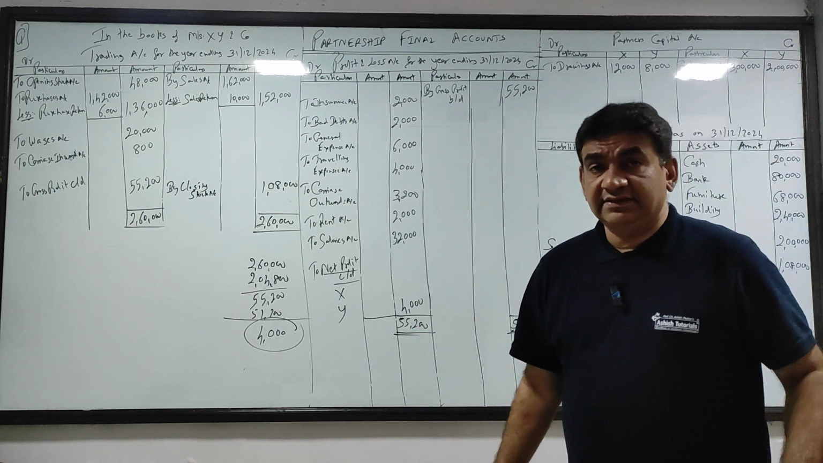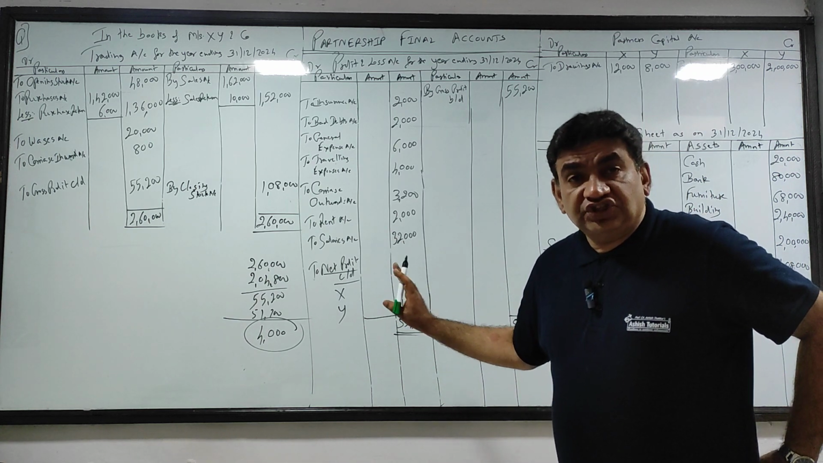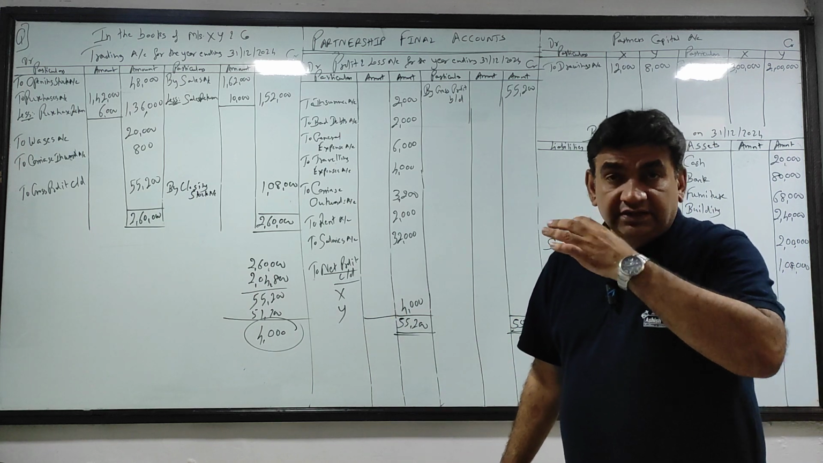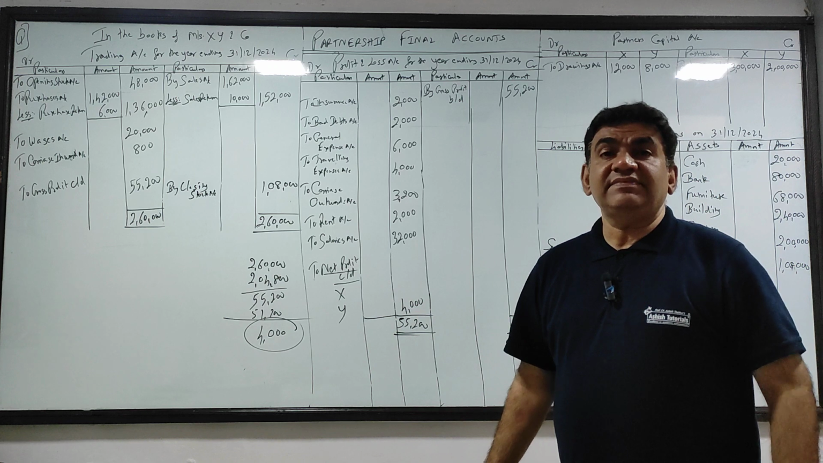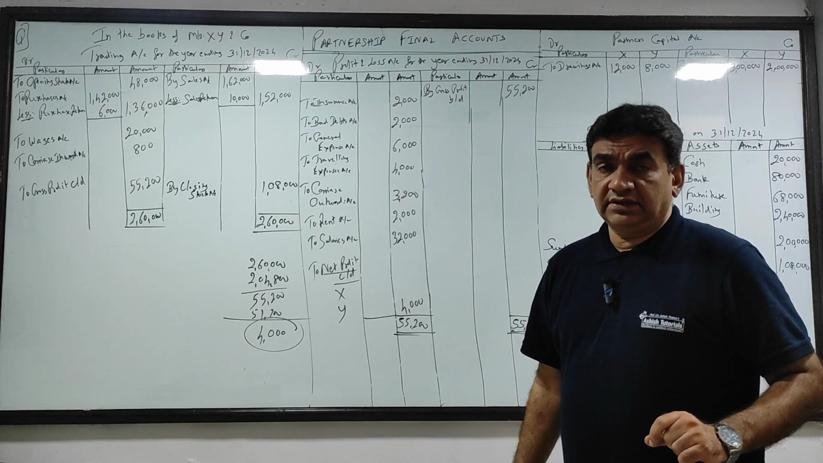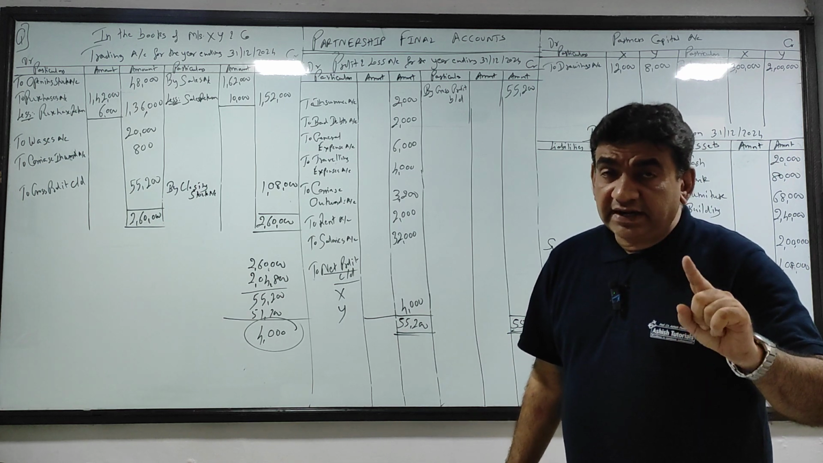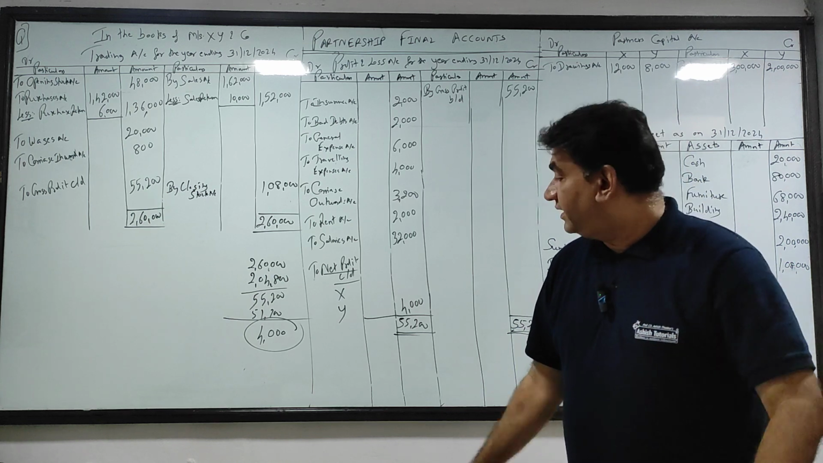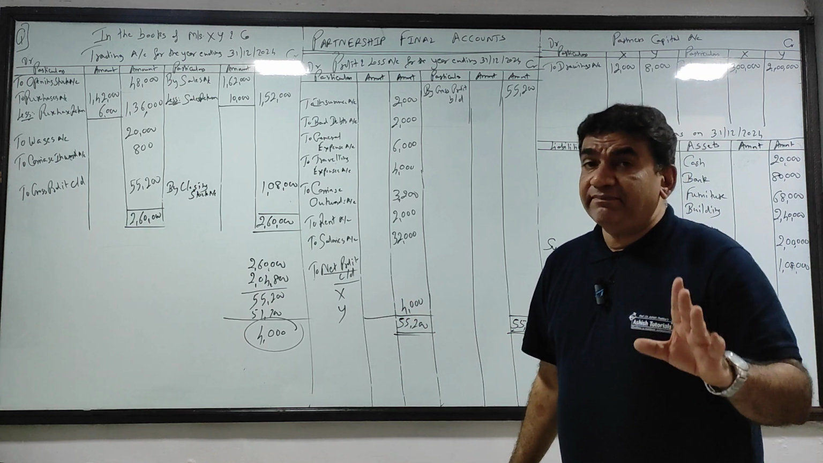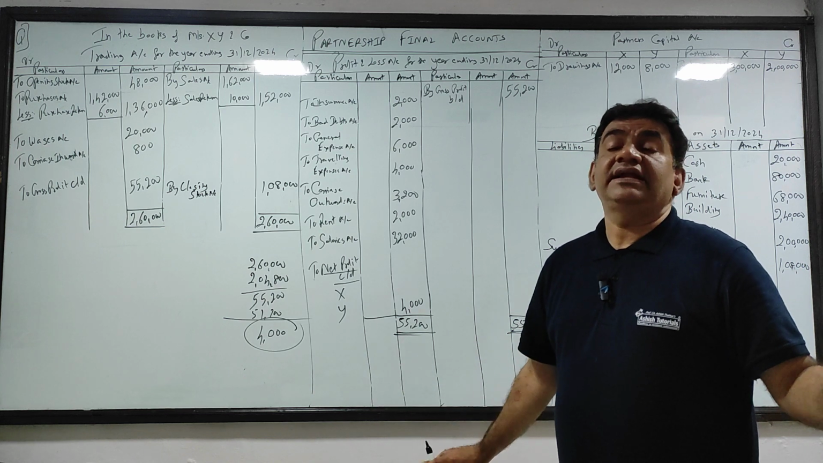Now guys listen. Out of this 4000, there is a share of X as well as Y. Now listen very carefully. The question is, out of 4000, how much is X's and how much is Y's? They will give you the ratio, as I explained in the theory. There is also a rule for that. If the ratio is not given, if the partnership agreement is silent, then it will be divided equally.